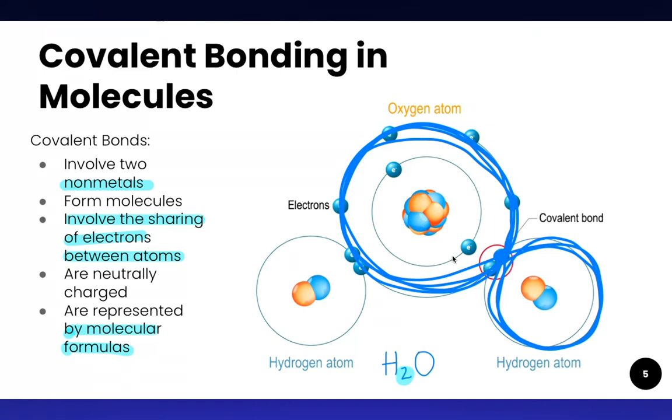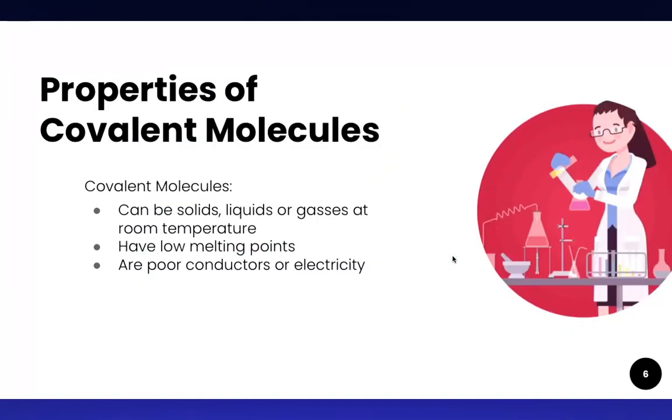And you would know that this is a covalent bond because you could look at your periodic table and see that both oxygen and hydrogen are nonmetals. Properties of covalent molecules is they can be solids, liquids, or gases at room temperature. They have very low melting points typically, and they are poor conductors of electricity, which would mean that they're really great insulators.